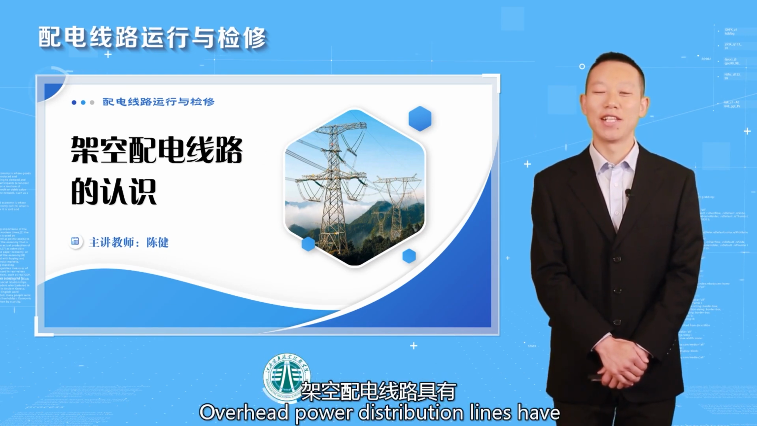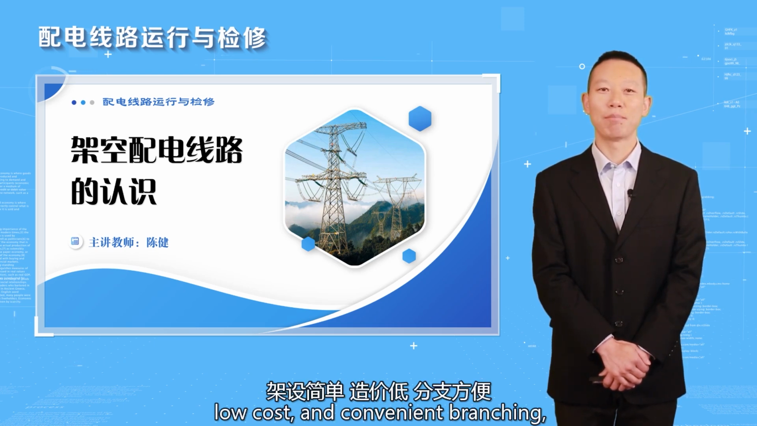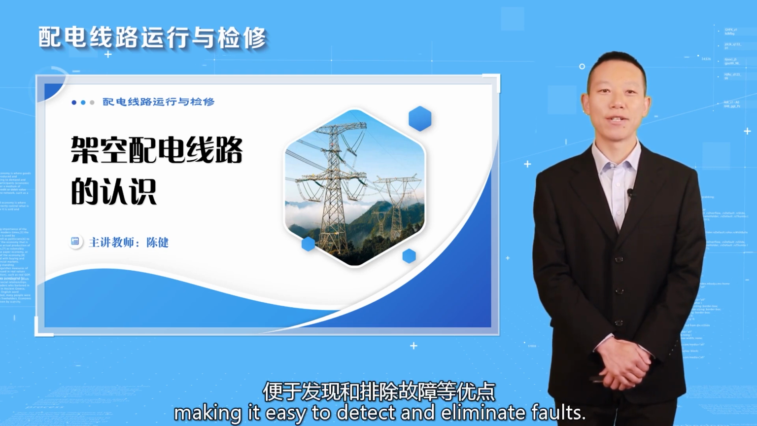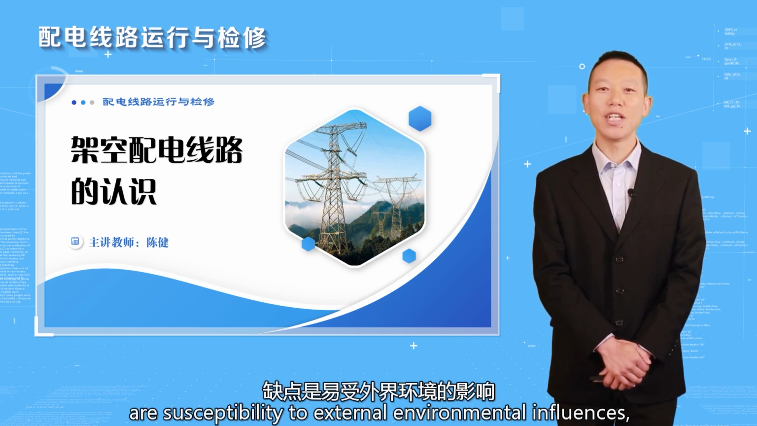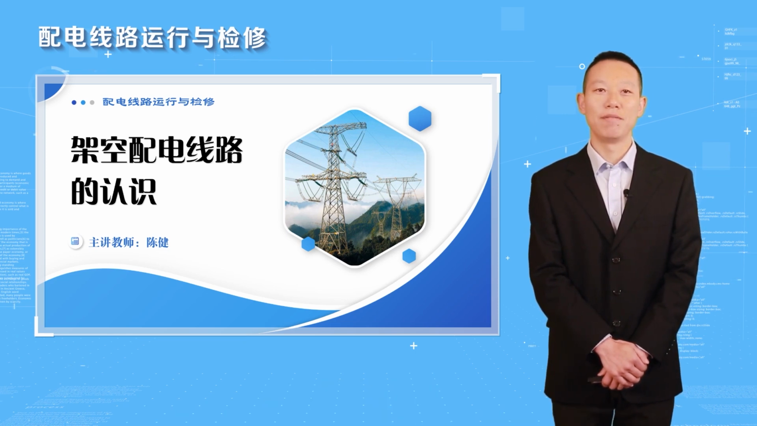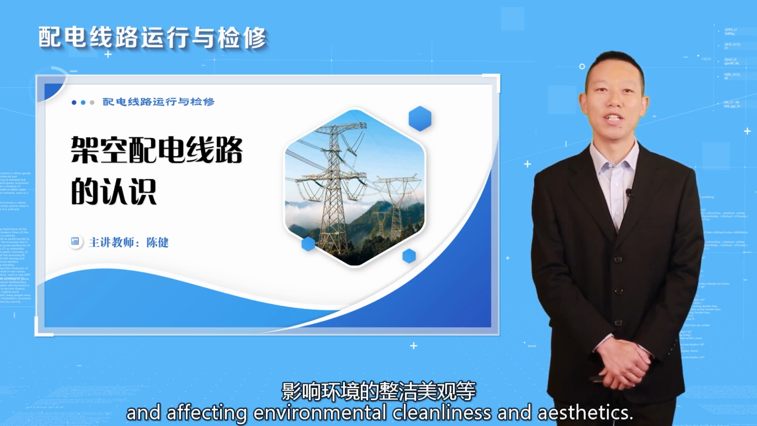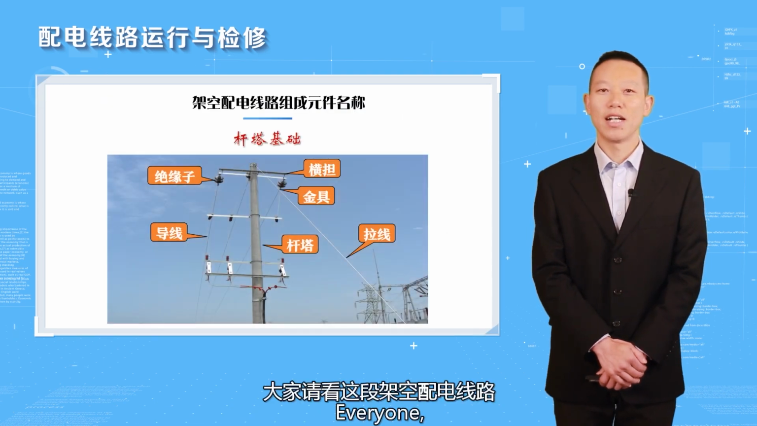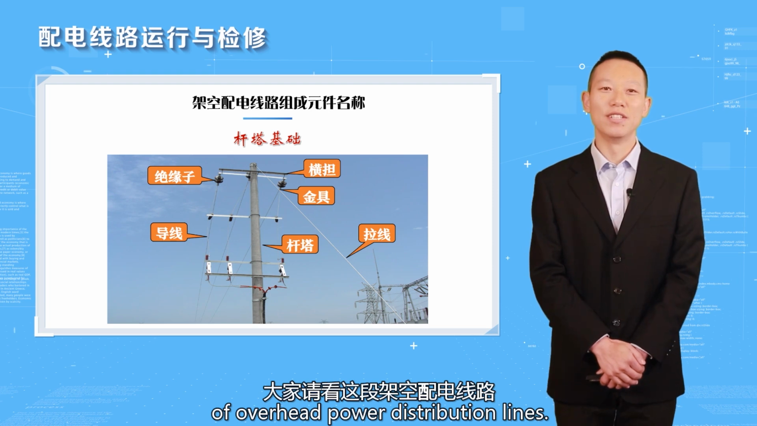Overhead power distribution lines have the advantages of simple erection, low cost and convenient branching, making it easy to detect and eliminate faults. The disadvantages are susceptibility to external environmental influences, poor reliability of power supply, and affecting environmental cleanliness and aesthetics. Everyone, please look at this segment of overhead power distribution lines.